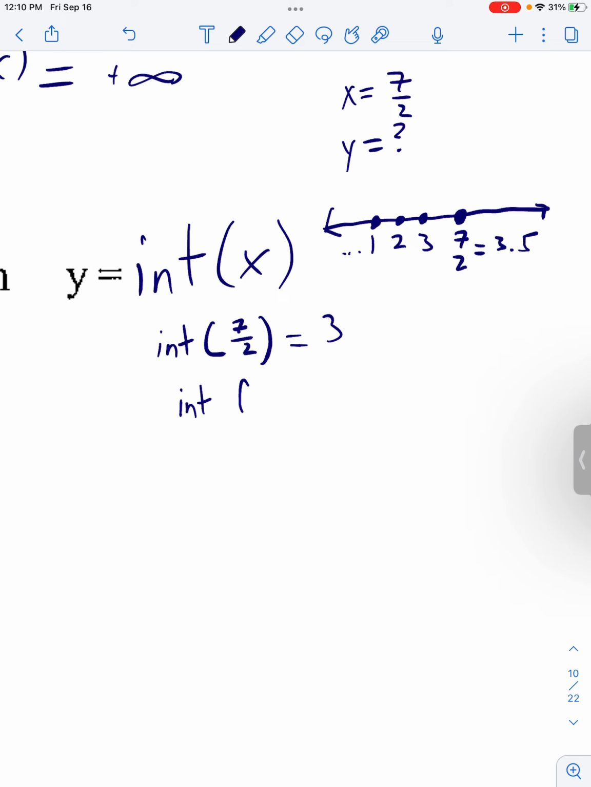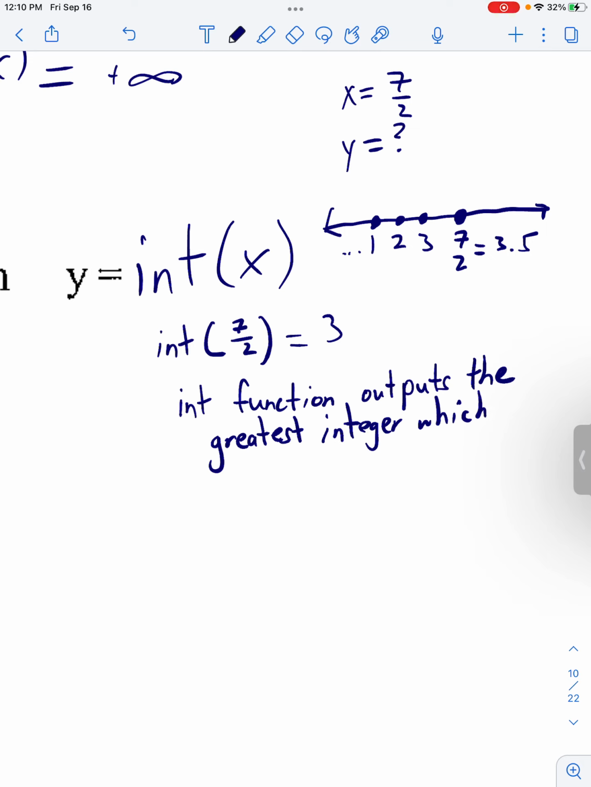So the int function outputs the greatest integer which is less than x. All right, so if I plugged in an x of 7 halves, there's a bunch of integers that are less than 7 halves, right? All the negative numbers, 0, 1, 2, 3. Okay, the greatest integer that's less than 7 halves is 3.